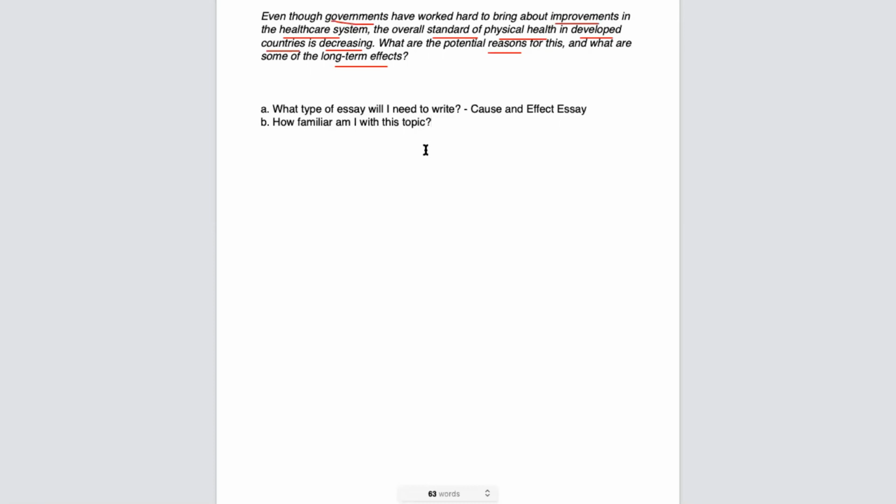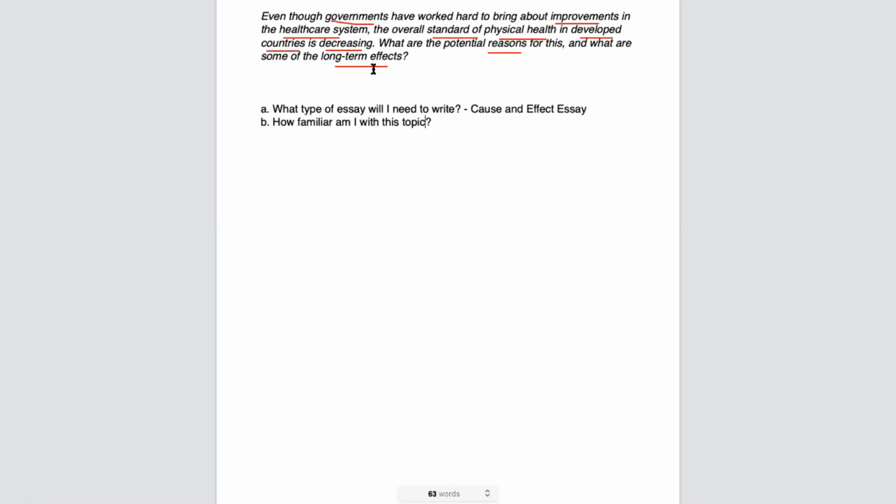Now, this depends on you, but keep in mind that the keywords here are going to help you assess your own knowledge. So, for example, if you are very familiar with healthcare in third world countries rather than developed countries, it's not really going to make much of a difference for this question because this question is very specific in that it's asking you about physical health in developed countries. And this question here, B, is quite important because you'll already know how much time you need to devote to making your outline, brainstorming ideas, and coming up with a plan. So this is a great first step.